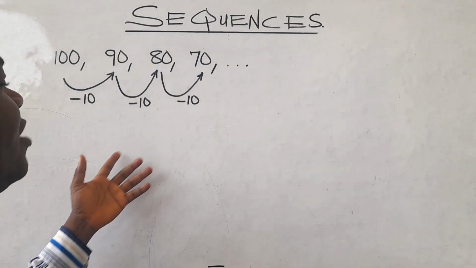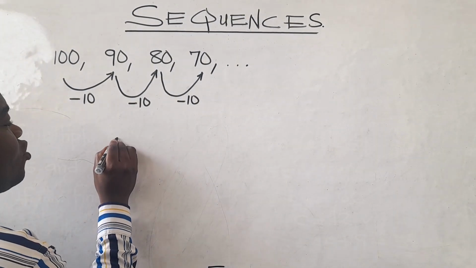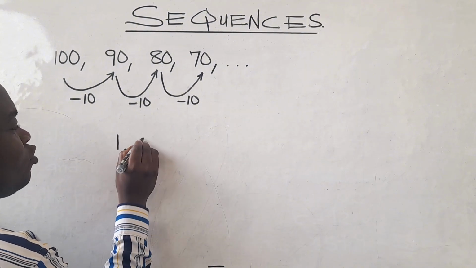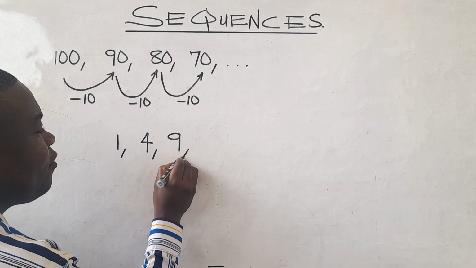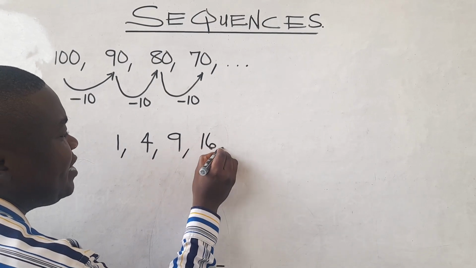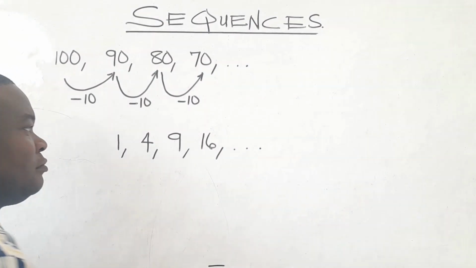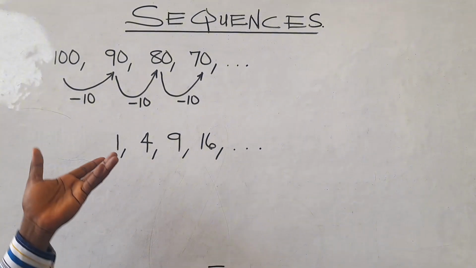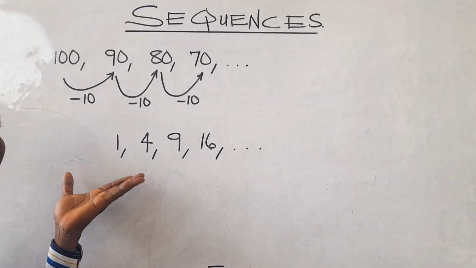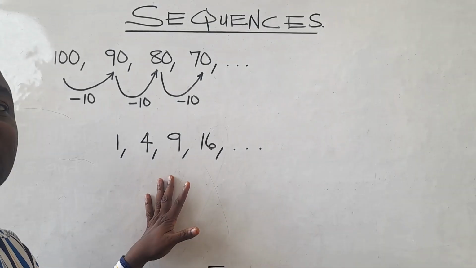You can also have 1 square, 1, 2 square, 4, 3 square, 9, 4 square, 16, and so on. When you have numbers that follow themselves in a particular pattern, we refer to these as a sequence.